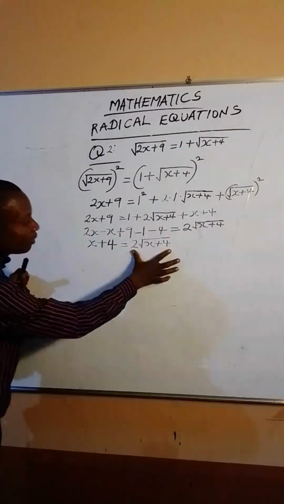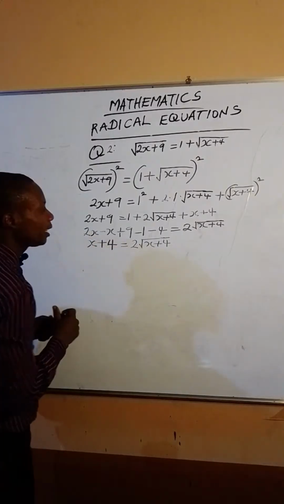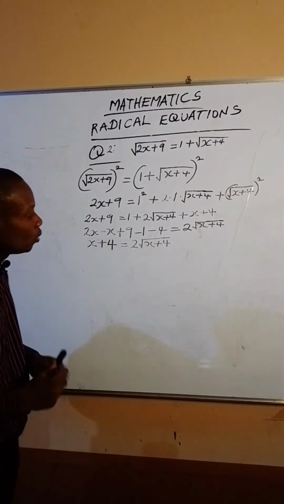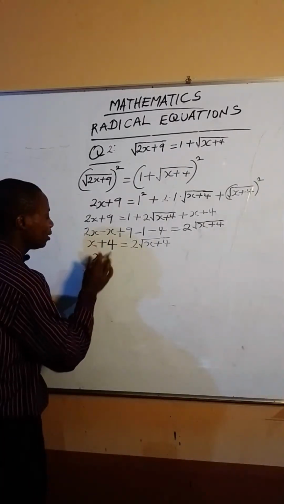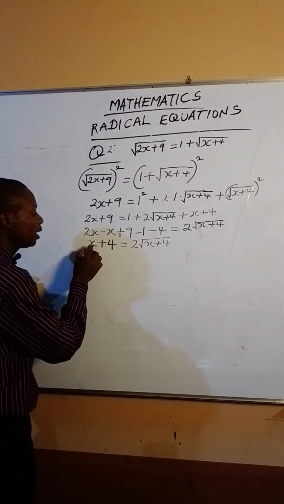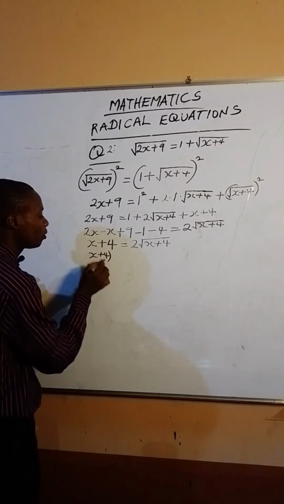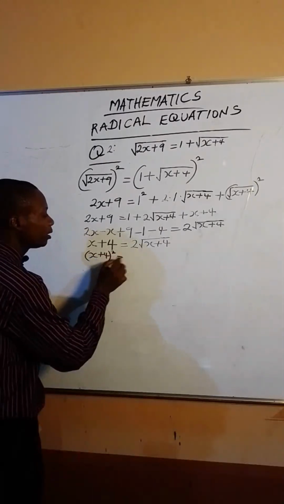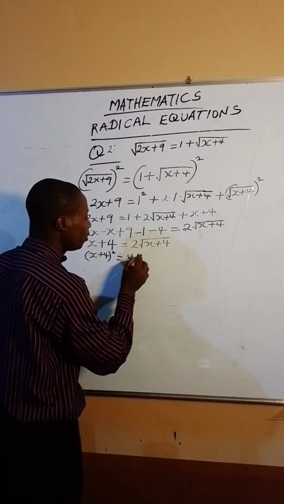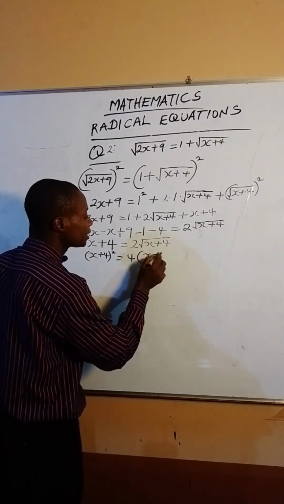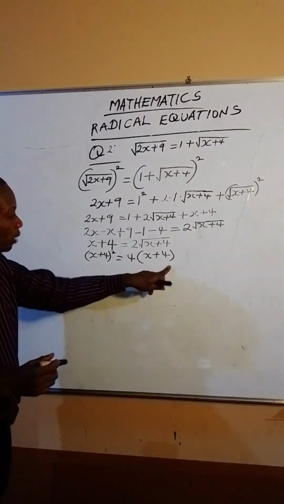Then the next phase is for us to square again. So time to square has come again. We square both sides again. Squaring both sides, we are going to have x plus 4 all squared equals, the square of this will give us 4 open brackets x plus 4. This is what we are going to get when we square this side.